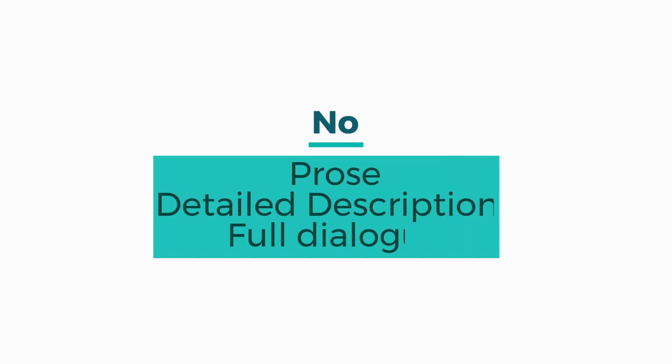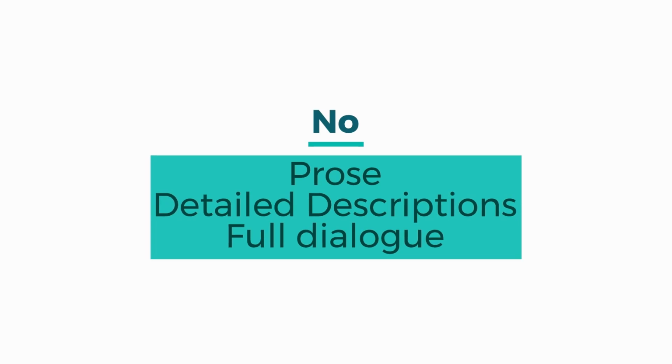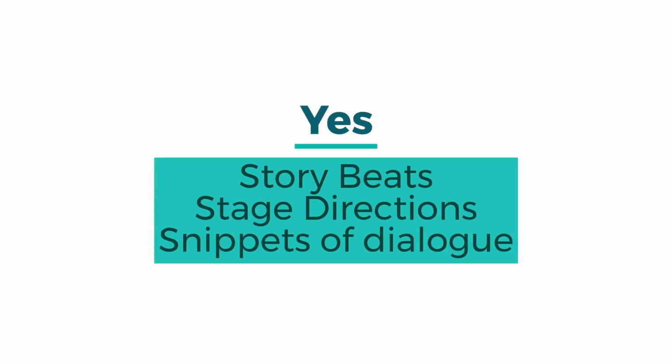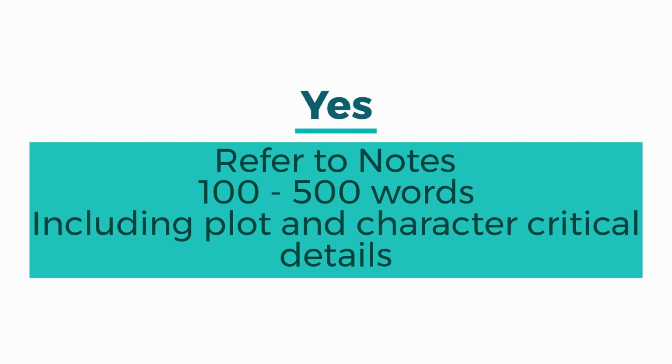Blocking means describing what happens in each scene, but it should not be written in a prose form, or include detailed descriptions or full dialogue. It's useful to think of it like stage directions that describe the story beats, without getting bogged down worrying about elegant sentences or vocabulary. If inspiration strikes, then do note down specific dialogue or a specific detail. While doing the blocking, you can keep referring to your notes to ensure any important information is mentioned in the right place.